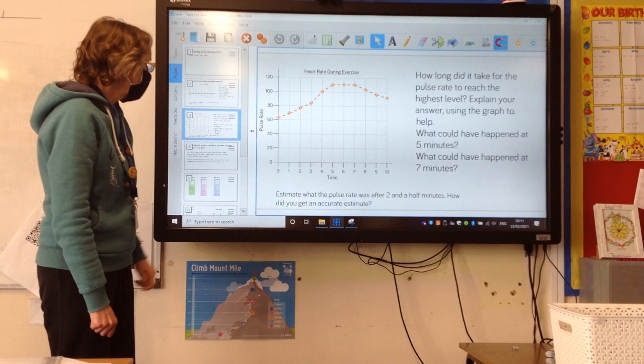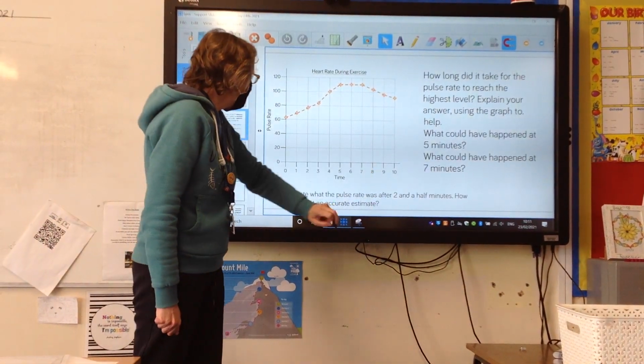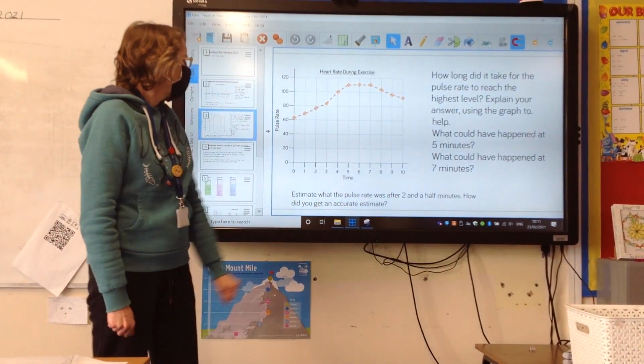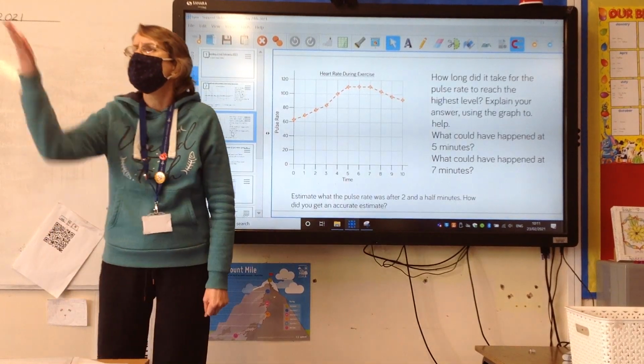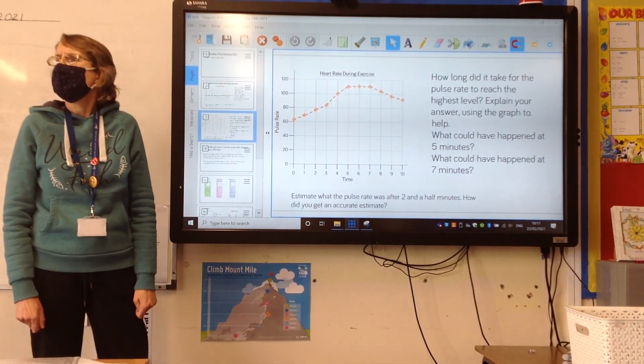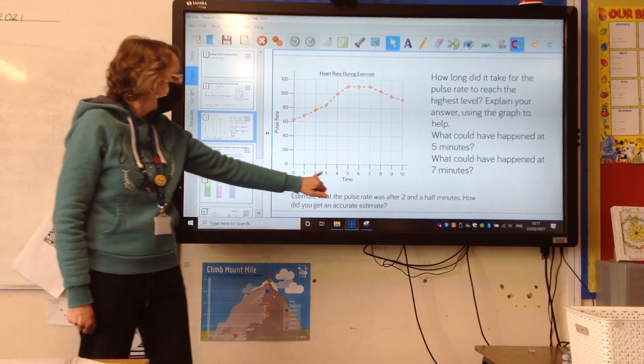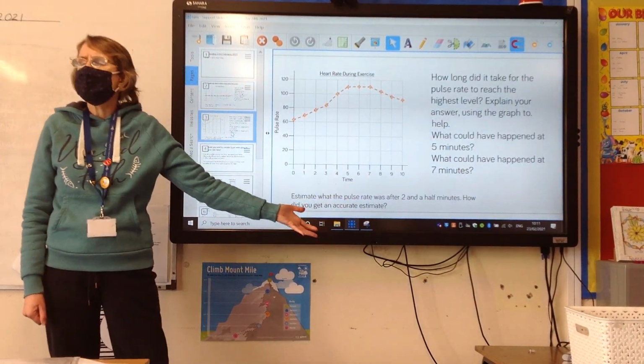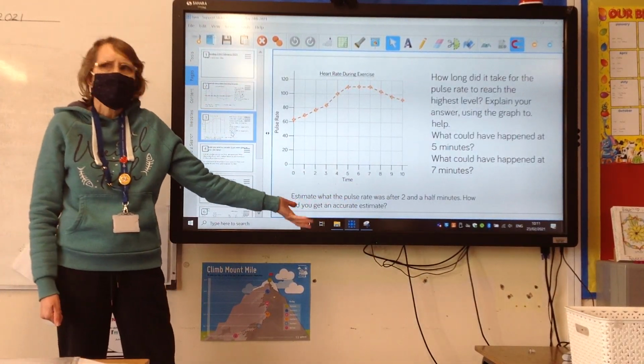Good, okay. So along the bottom we've got time. Unfortunately, what's the problem with this graph? They've missed out what they're measuring the time in. Yeah, they've said time, but they haven't said what unit to measure. Is it in seconds? Is it in minutes? Is it in hours?